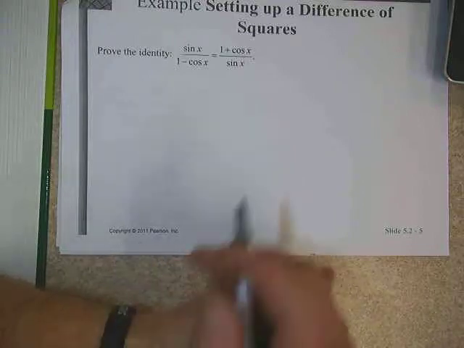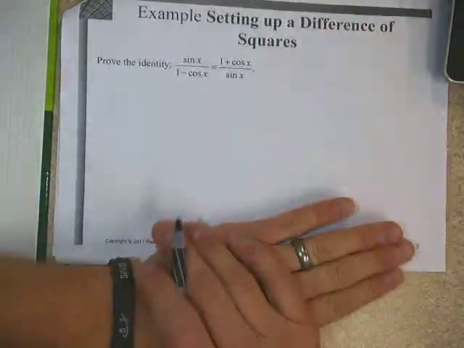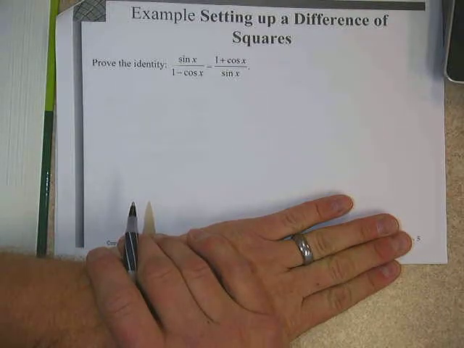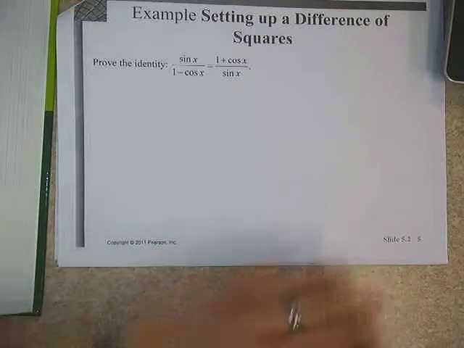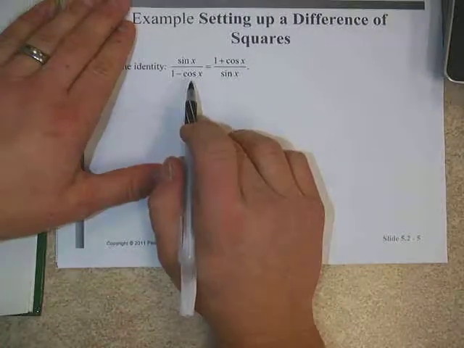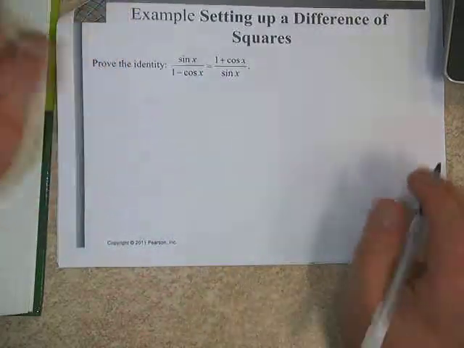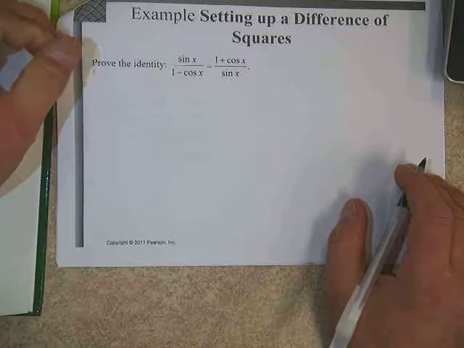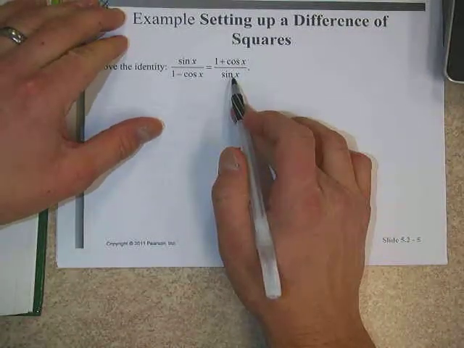Alright, now let's look at this one right here. We're trying to prove that these two are equal to each other. Sine x over 1 minus cosine x equals 1 plus cosine x over sine x. Now this doesn't lend itself to changing to sine and cosine because it already is sine and cosine, isn't it? Okay. Now there's one thing that you have to be real careful with on this problem.